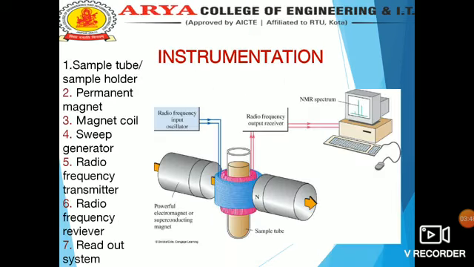And the instrumentation of NMR spectroscopy has several components, such as the sample tube or sample holder, permanent magnet, coil, sweep generator, radio frequency transmitter and receiver, and readout system.